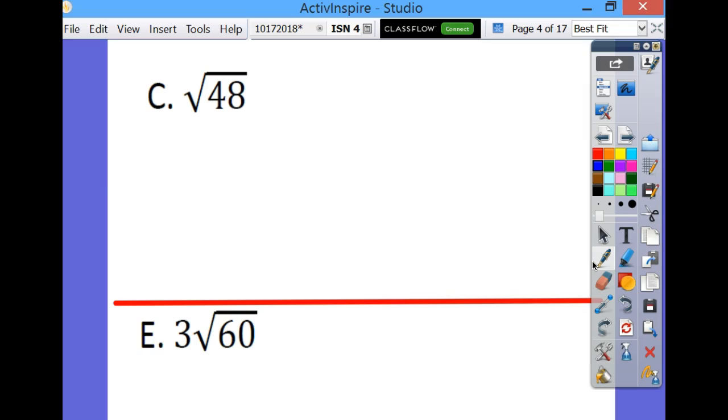So, here's how you simplify. Now, I would like you to draw a line across your paper above problem number E. And I would like you to draw a line down the middle of your paper so that you divide your paper into sections, 4 sections for your 4 problems on the front of your page.